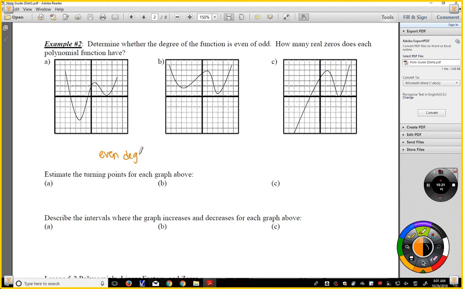And according to the graph, how many real zeros does it look like this function has? What's another word for zeros? X-intercepts. How many times does it hit the x-axis for real on the graph? 3. Oh, I guess we could debate about whether that last one touches, let's say the last one touches, okay? So 3, okay? So we'll say 3 real zeros.